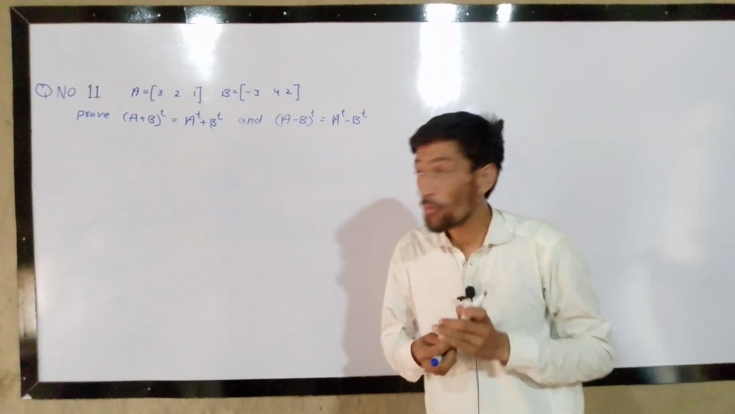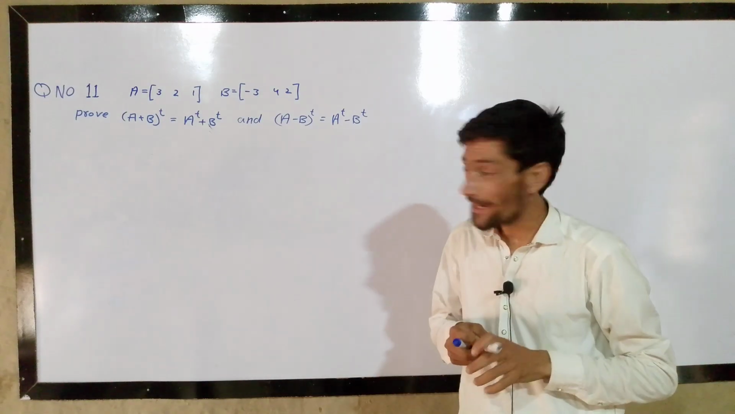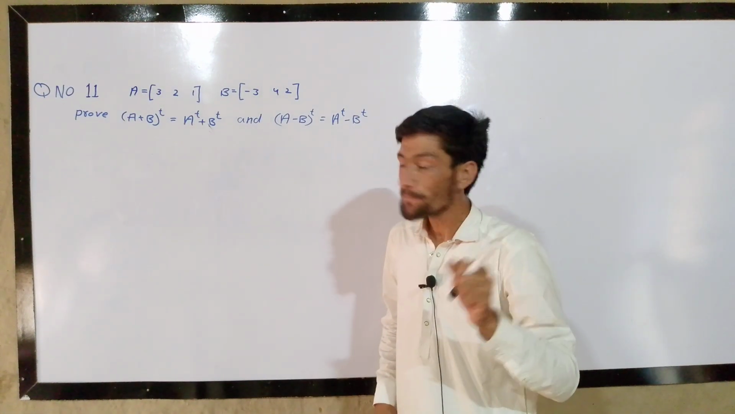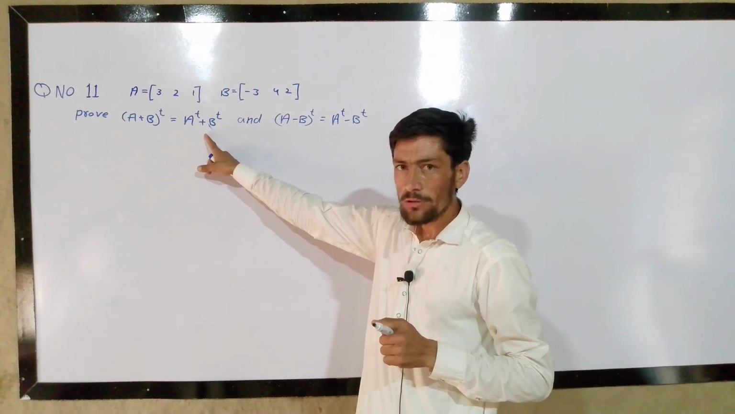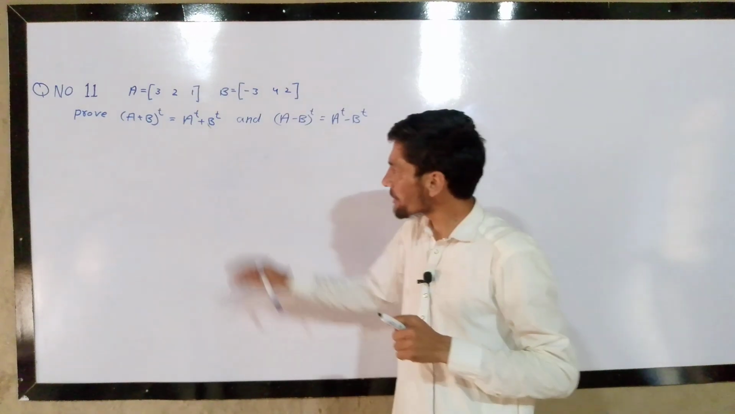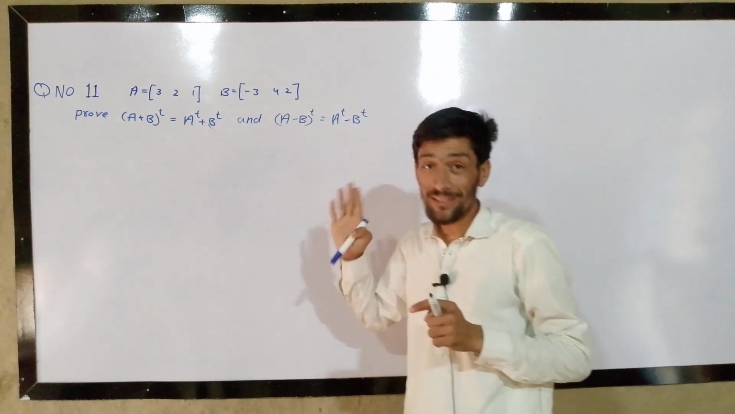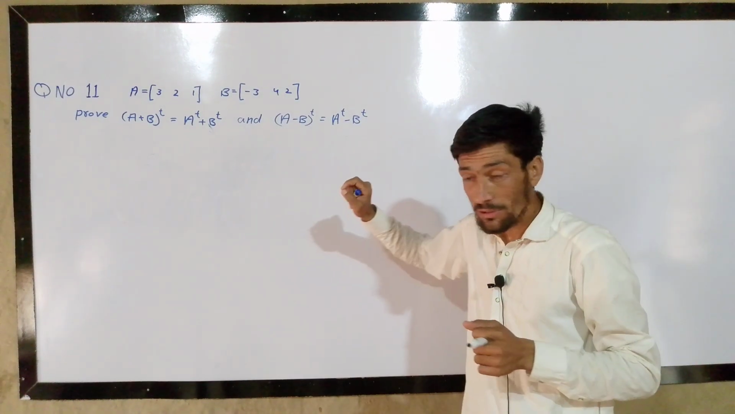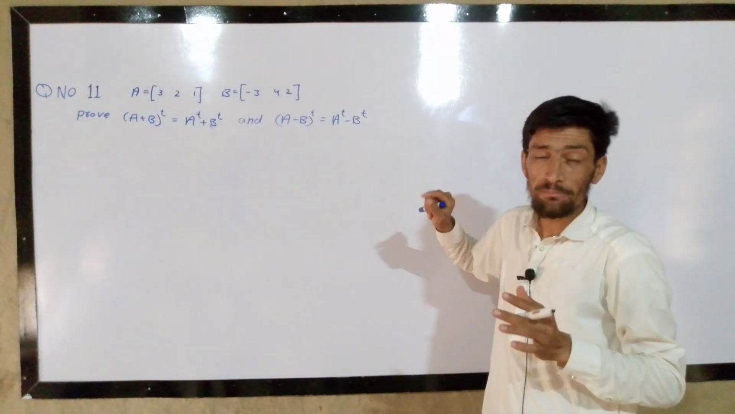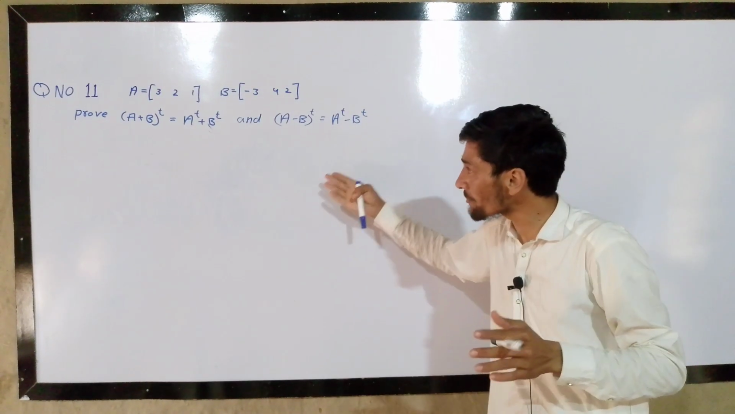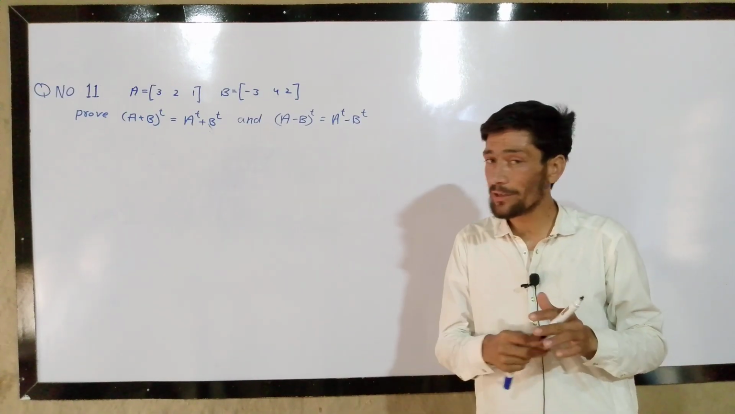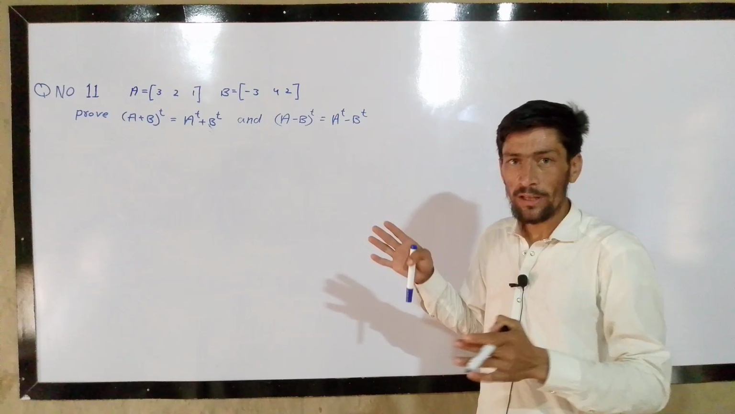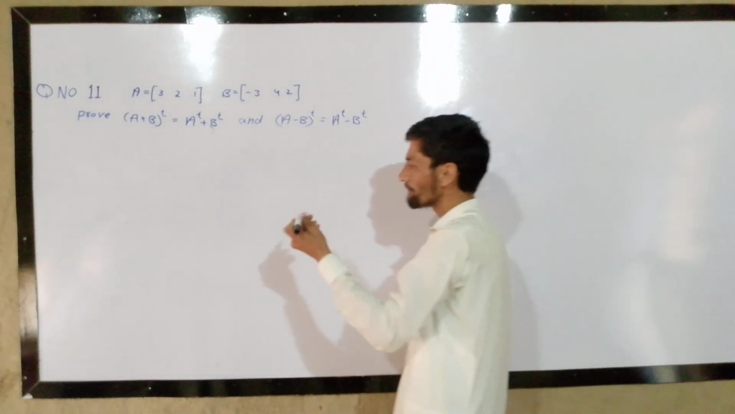This is question number 11. It asks us to check that (A plus B) whole transpose is equal to A transpose plus B transpose. We will check the left hand side, after that the right hand side, and the second question is also the same: (A minus B) whole transpose is equal to A transpose minus B transpose. We will apply the transpose to both of them, after that we will add them, so the result matrices will be equal to one another. Let's check them one by one.